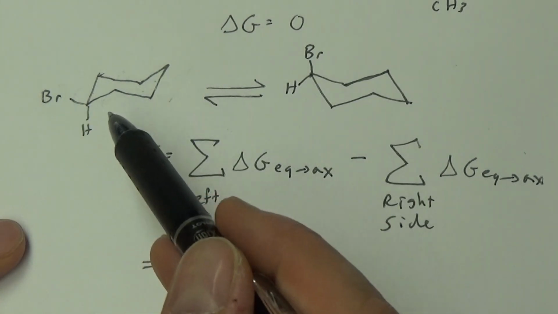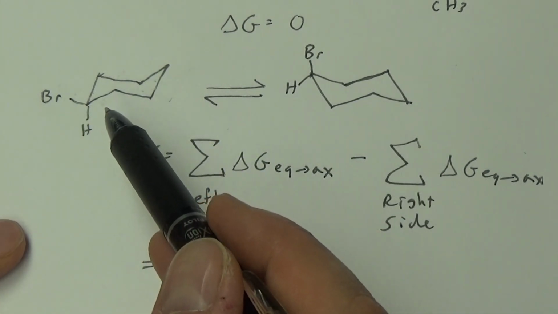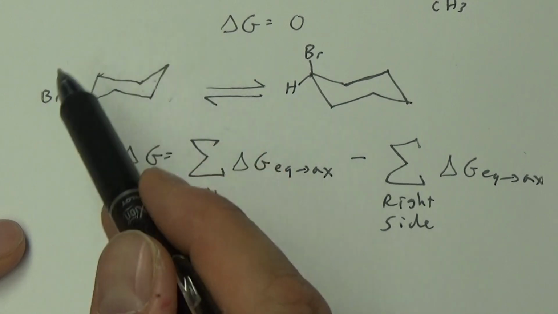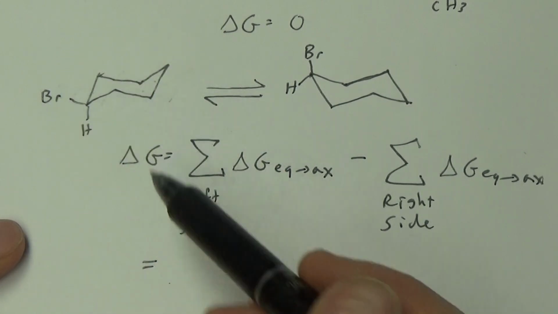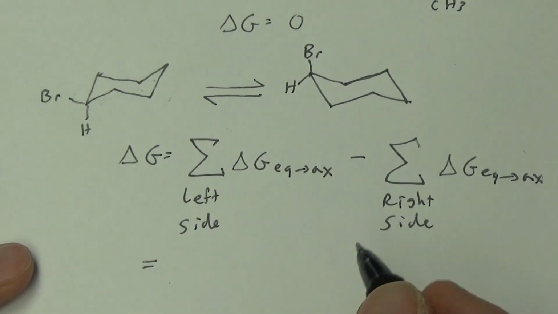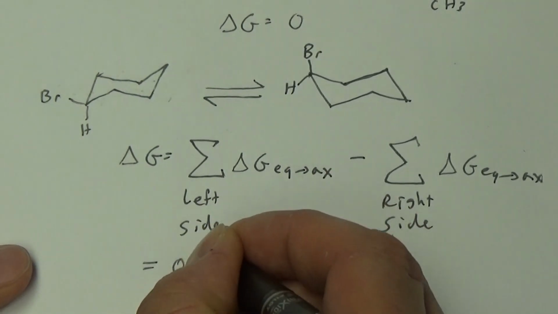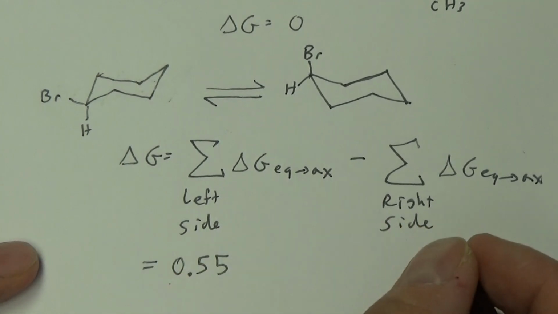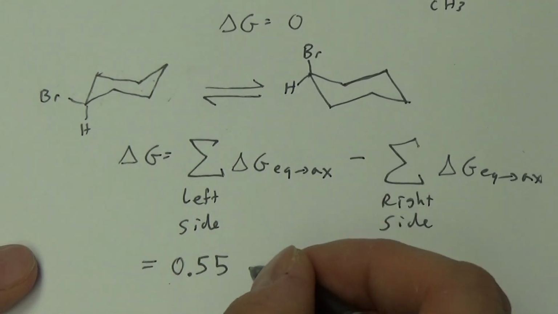Okay, that aren't H, right? And on the left side, what is equatorial that's not H? Everything's H, except for that equatorial Br. What's the number for Br? Look in the table, 0.55. Okay? Now, that's the whole left term.